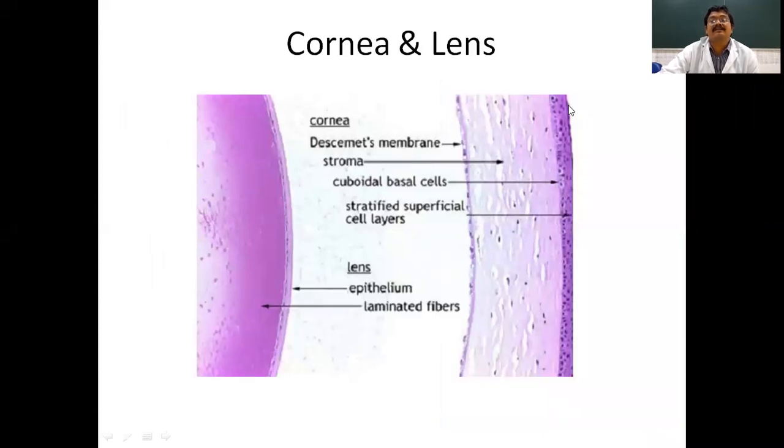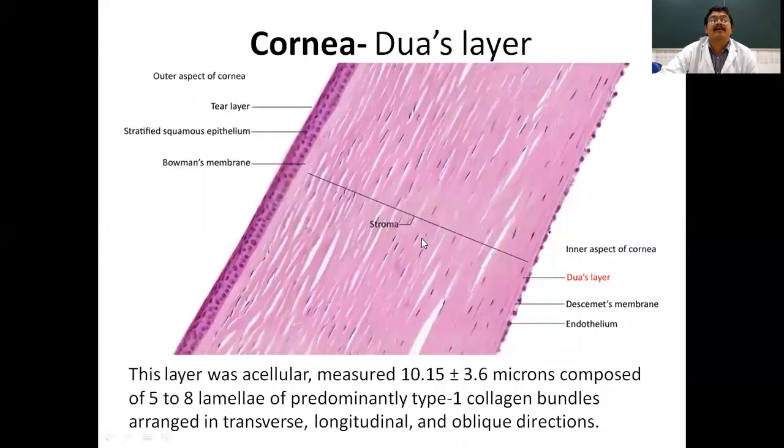If you look at this, these are the stratified superficial cells, and this is the Bowman's layer, stroma, and Descemet's membrane, and the lens capsule, then anteriorly the epithelium. The corneal dua layer, if you see it in the section, this is the layer.